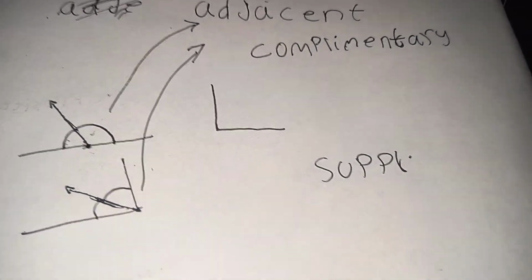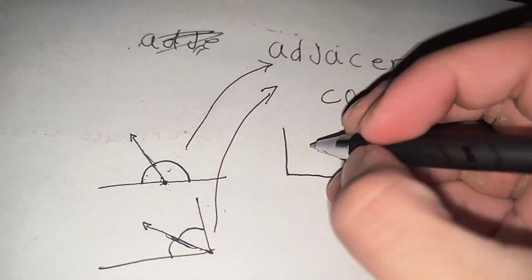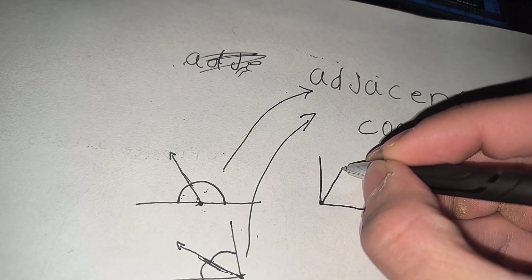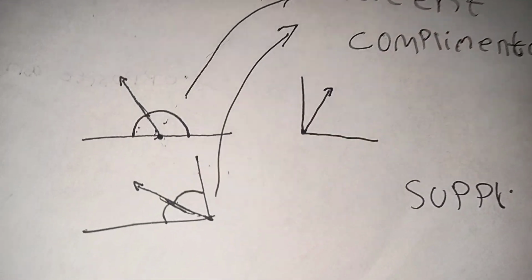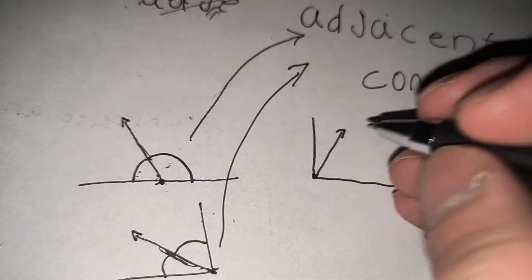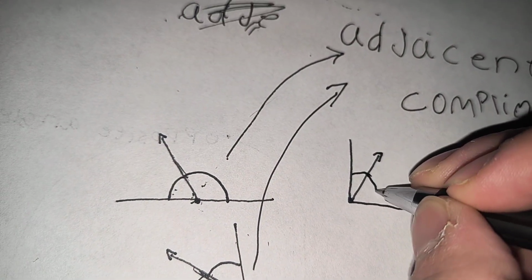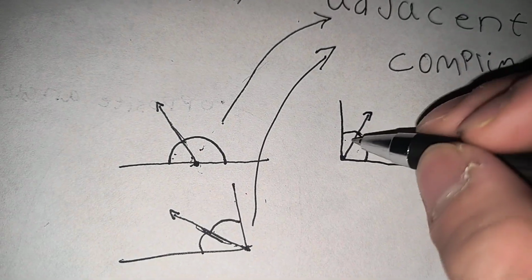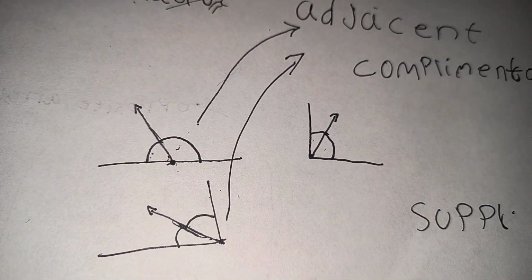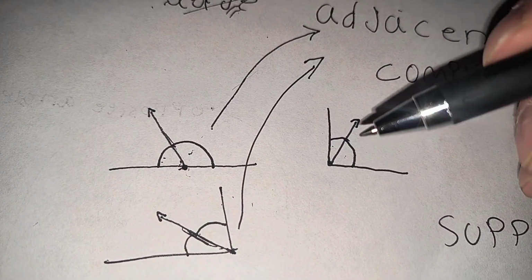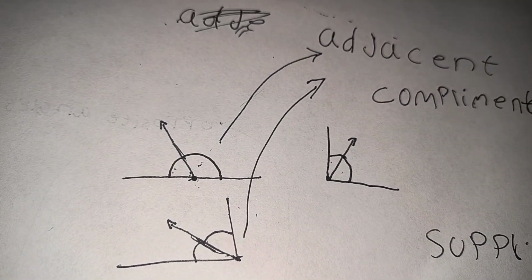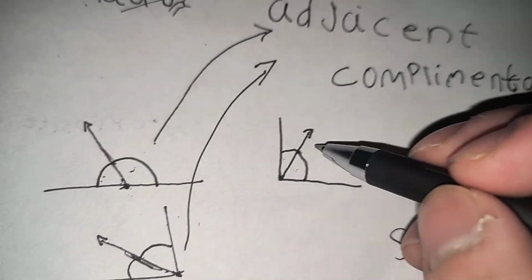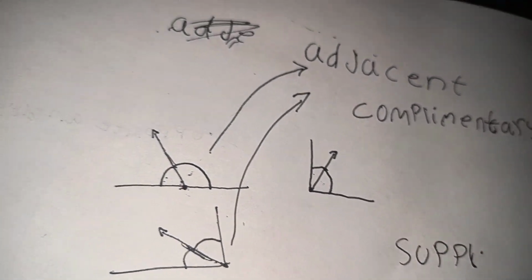A complementary angle is two angles that, when added together, equal 90 degrees. So let's say we have this angle right here and this angle right here. This in total is a 90-degree angle. So this angle and this angle are complementary angles because they add up to 90 degrees. Now, these angles are also adjacent, but complementary angles don't have to be adjacent.